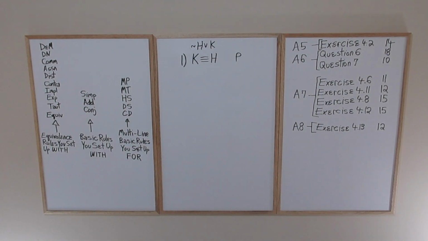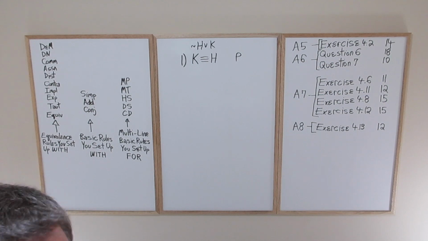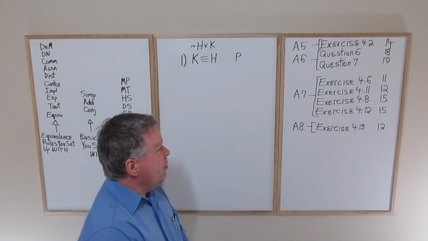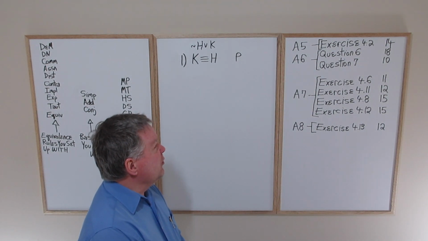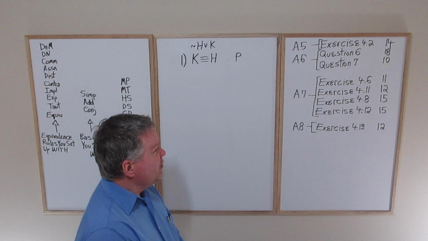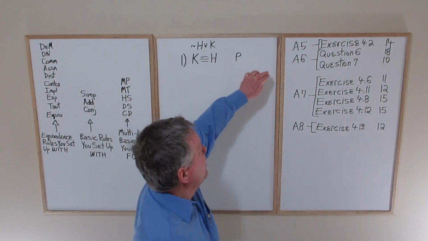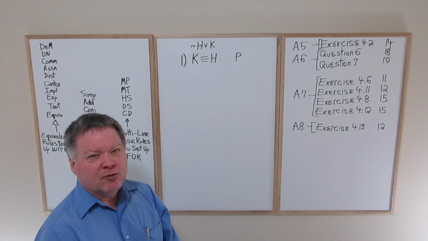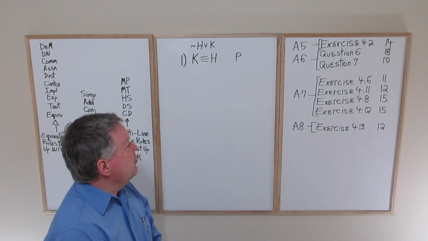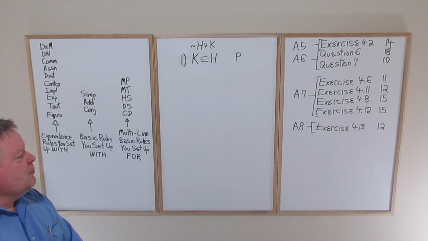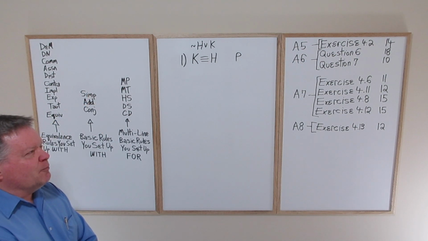I'll start off this video lecture by reminding us of where we're at. What we want to do is master the fine art of proof construction. In assignment 5, exercise 4.2, we're starting with the simplest possible scenario. There are just 4 multi-line basic rules that you set up for.